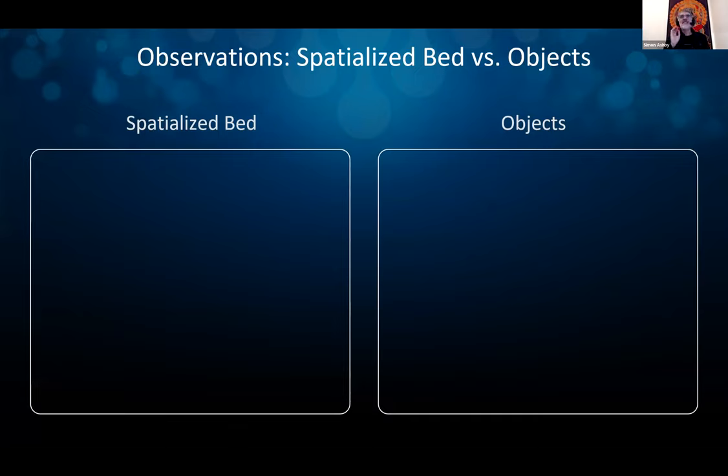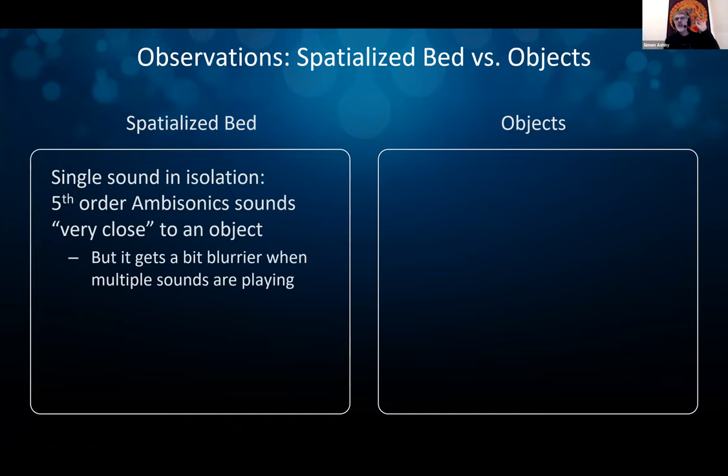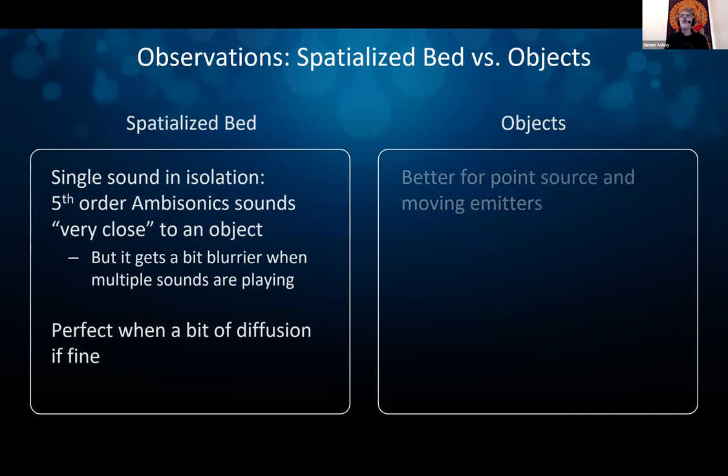And finally, a last question I asked somebody with a lot of experience with higher-order ambisonics, up to fifth order. I said, at this level of precision, when you compare an object side by side with that object rendered as fifth-order ambisonics, what's the difference? This person said it's very close, actually difficult to know which one it is. But when multiple sounds are playing, it seems a bit blurrier than when you play the same sounds as objects. So if your sound is okay with a bit of diffusion, ambisonics is great and you go for it. Otherwise, for any point source emitter or moving emitter, you should favor objects if you can. Again, the number of objects you can afford varies from one platform to another, so you can't make one choice that fits them all. You might have to adjust on a per-platform basis.